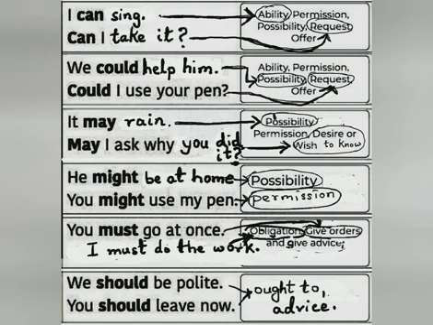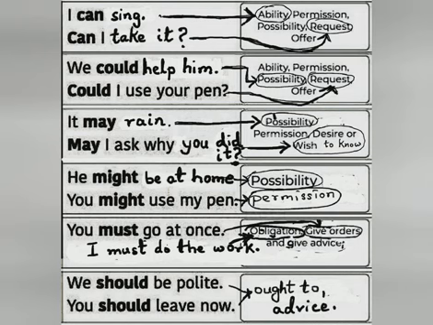We could help him. We could help him indicates a possibility that help could be provided to the person that they are talking about. Could I use your pen? Here, a request is being made. Permission is being sought from the person who has the pen.